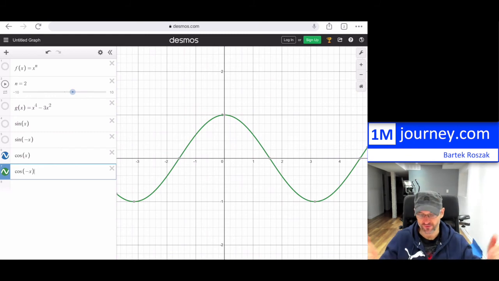And you can do that for many other functions. You just have to test this out. So that gives you a little bit of a sense and an introduction to odd and even functions.